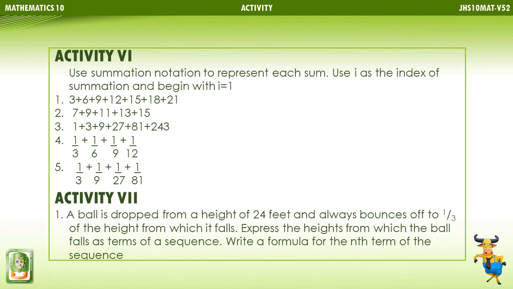Activity 7. Answer. 1. A ball is dropped from a height of 24 feet and always bounces back to 1/3 of the height from which it falls. Express the heights from which the ball falls as terms of a sequence. Write a formula for the nth term of the sequence.